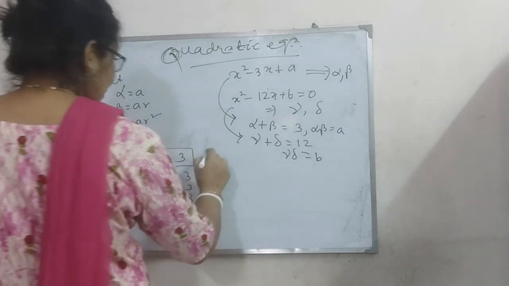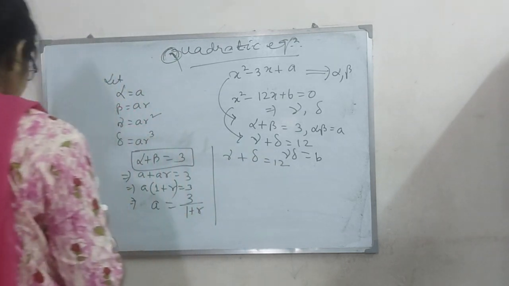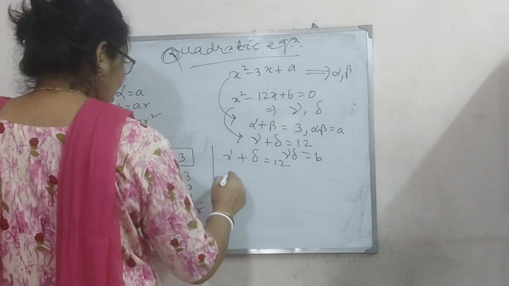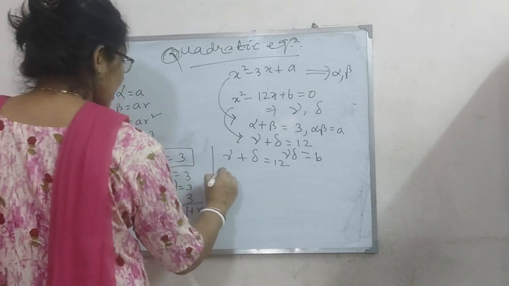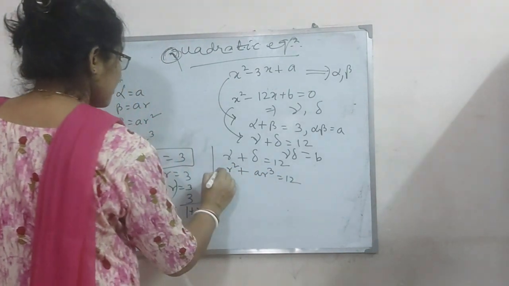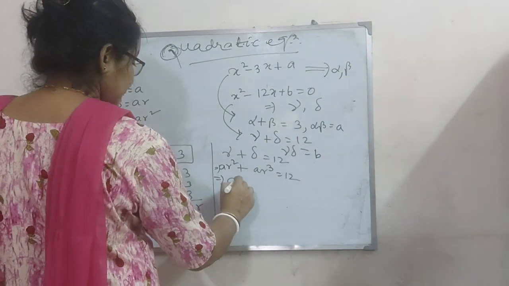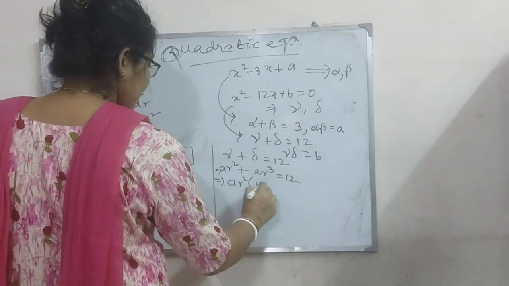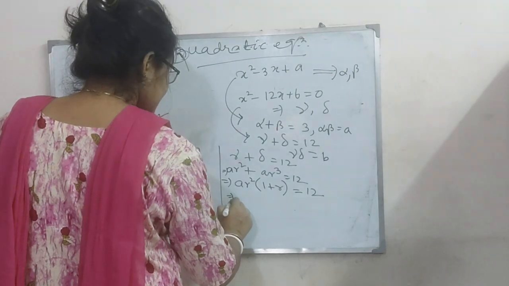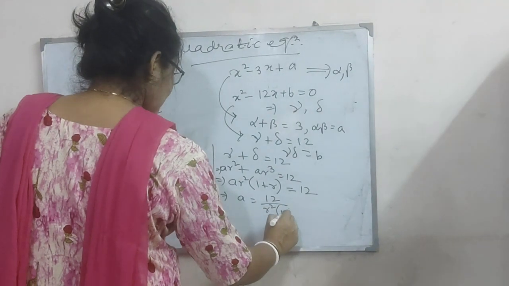And from gamma plus delta equal to 12, I write a r square plus a r cube equal to 12. If I take a r square common, I get a r square times 1 plus r equal to 12. That means a equal to 12 by r square into 1 plus r.